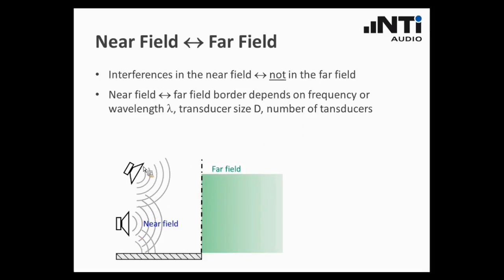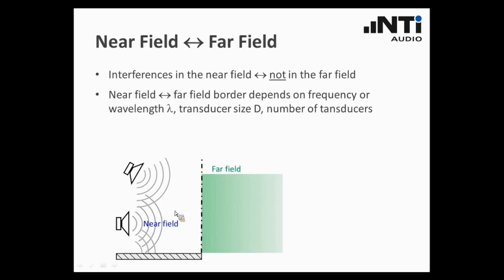Here, for instance, we have 2 transducers, so we have to add up the overall diameter of these transducers. Or if we have a surface that is reflecting the direct sound, which again adds up to these interferences, that has to be considered as well. So the correct calculation of the near field, the size of the near field, is pretty demanding, it's pretty complex.